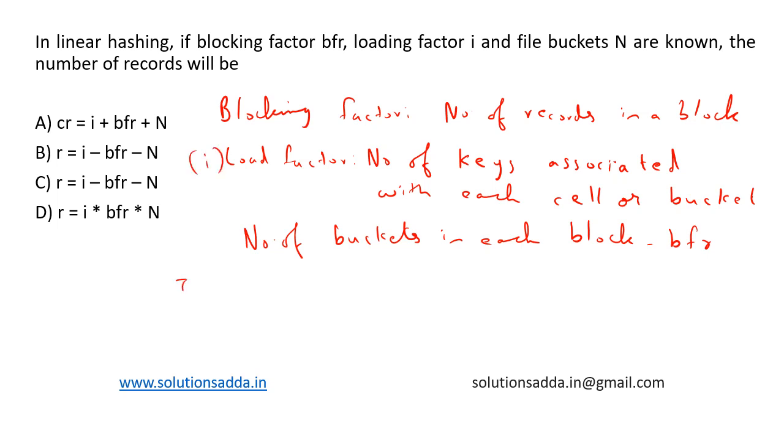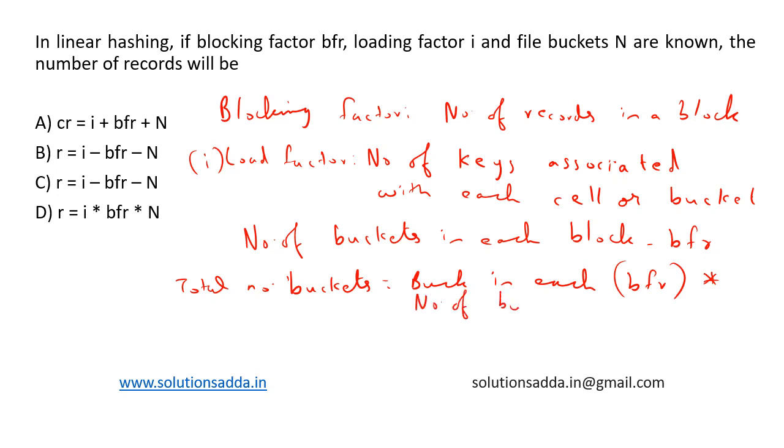So the total number of buckets is the buckets in each block, that is the blocking factor BFR, into the number of buckets, that is N. Now total records is equal to loading factor into total number of buckets. Loading factor is denoted as I into number of buckets. This term, number of buckets, is equal to BFR into N. So the correct answer is I into BFR into N. That is option D.